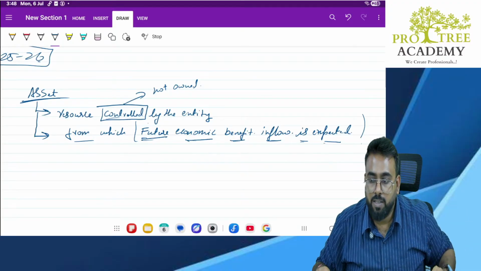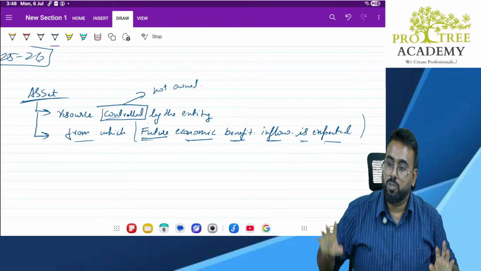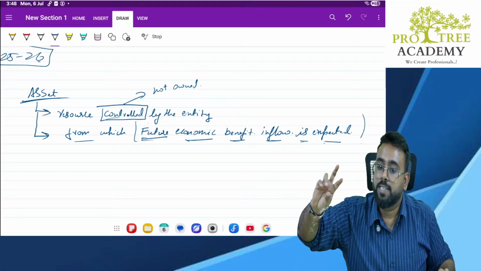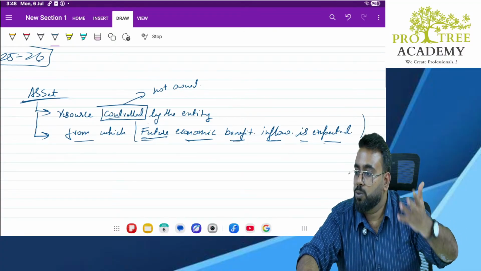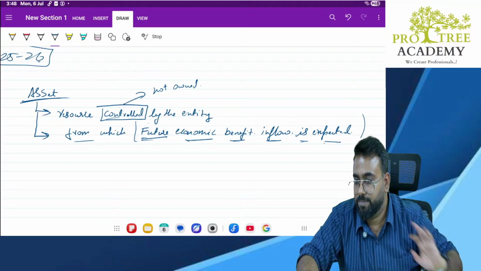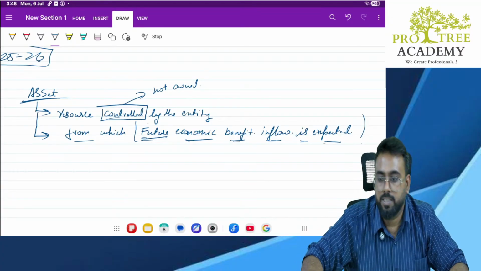Economic benefit is coming. Correct or no? Everybody is understanding? Yes. So, bank. Now, let's say debtors. Who are debtors? The persons to whom we have sold the goods on credit. Now, whether the debtor definition fits in this asset definition, let's see.